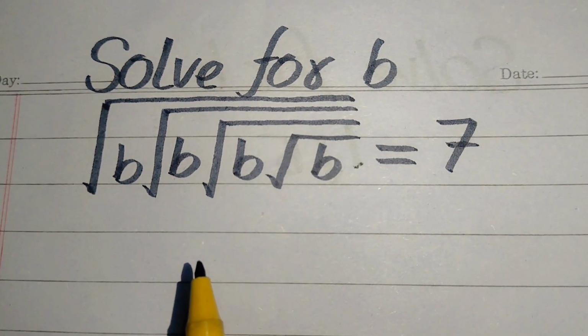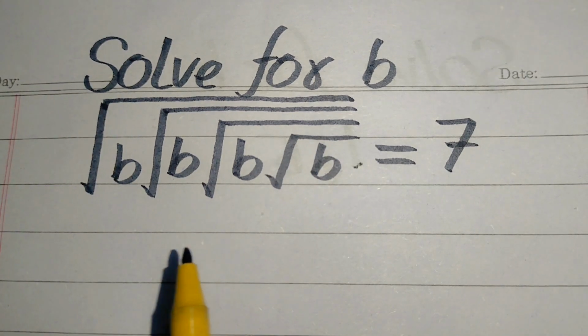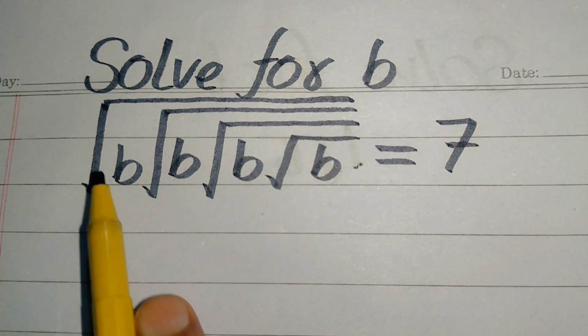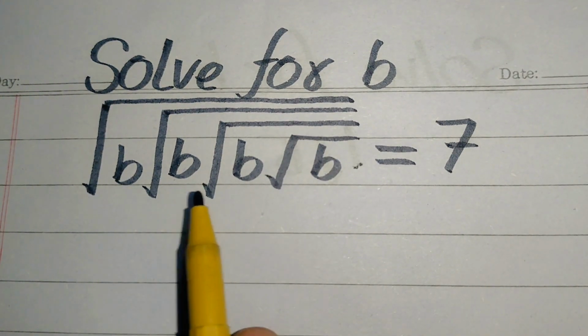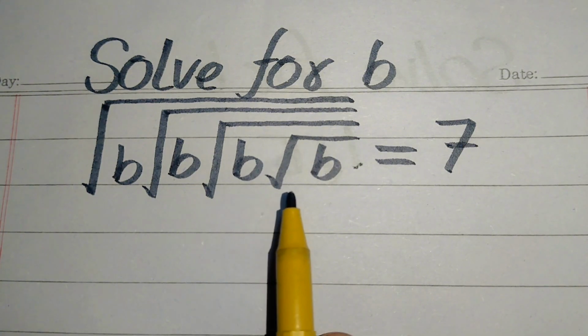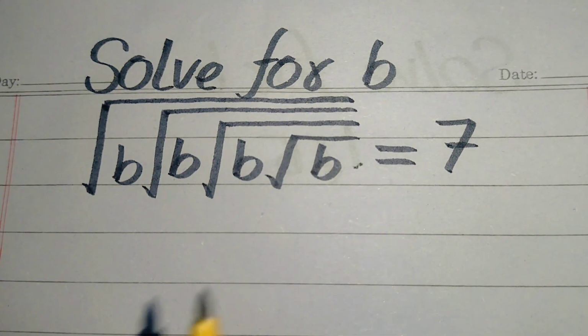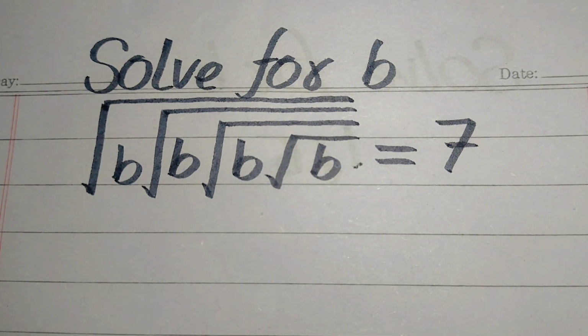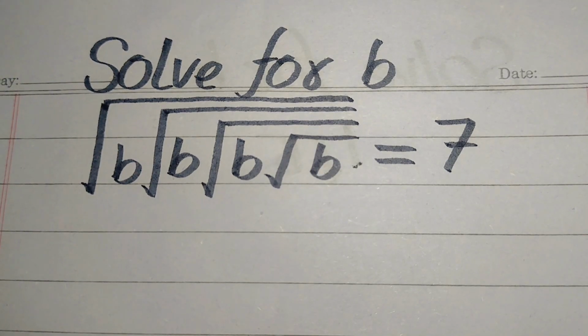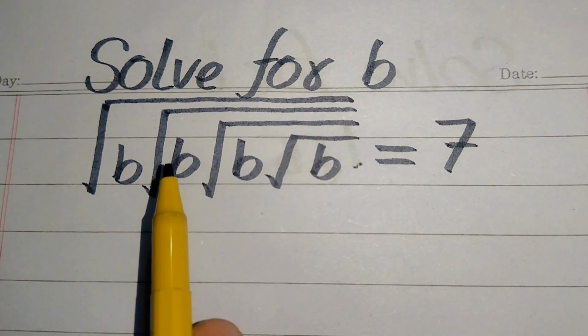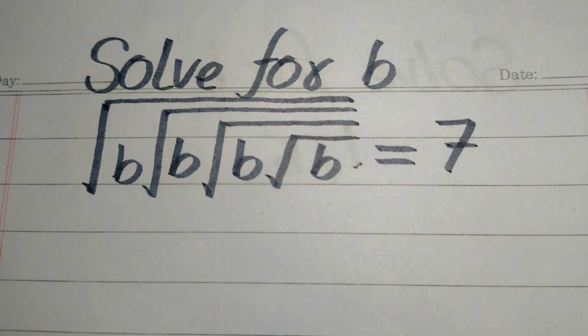So here we have this nice radical equation, in which we have the square root of b inside the square root of b inside the square root of b inside the square root of b is equal to 7, and we solve this problem for all the values of b. So our target is to remove all these radical signs in order to get the values of b.